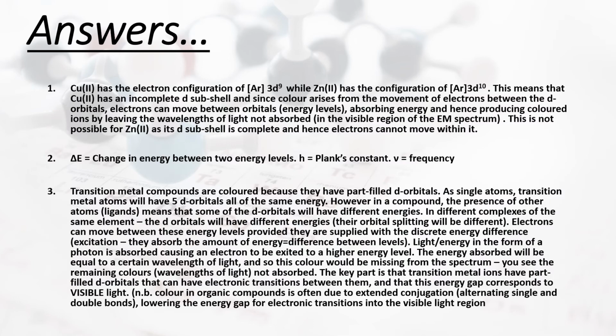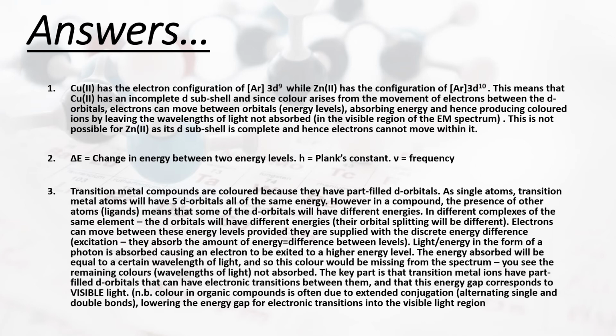So the first question was thinking about the electronic configurations of the copper 2+ ion, which is coloured, versus the zinc 2+ ion, which is not coloured. Remember I said that one of the key things for why transition metal ions were coloured compared to lots of other main group and organic molecules was that we have part-filled d orbitals. The key thing for the colour was the electronic transition between lower energy and higher energy d orbitals in our compounds. So we have to think about our electron configurations here.